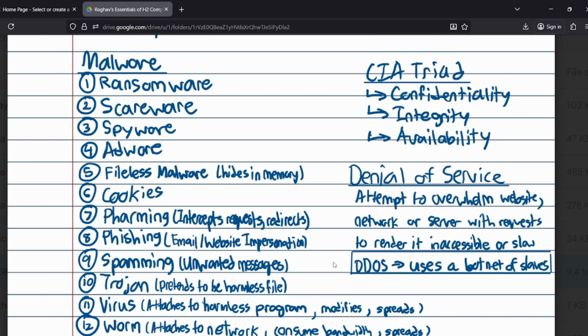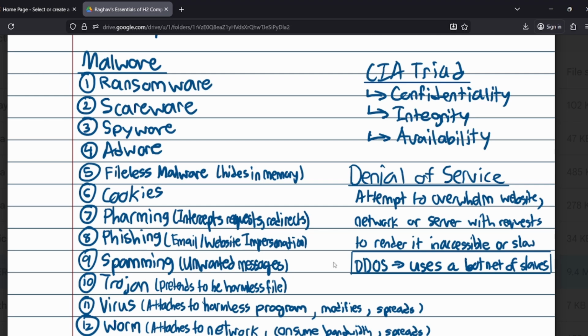They pretend to mimic Internet Explorer or Chromium or something normal. Viruses attach to harmless programs, modify them, and spread. Viruses don't just exist, they attach to a program. So for example, if you downloaded a cracked, pirated version of a free Assassin's Creed game from somewhere, then there might be a virus attached to the game file itself. So yeah, it depends on that.